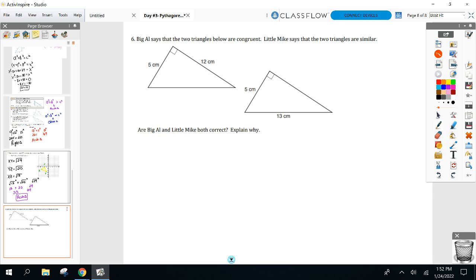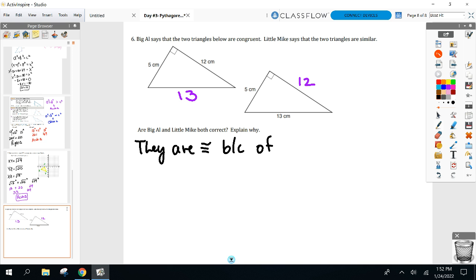Well, I'm sure you found the missing side of each triangle and found them to be 13 for the hypotenuse and 12 for the other leg. So let's take Big Al's statement first. Are they congruent? Yeah, darn right they are. All right. Why? Come on, we've gone through congruent triangles all year long here.